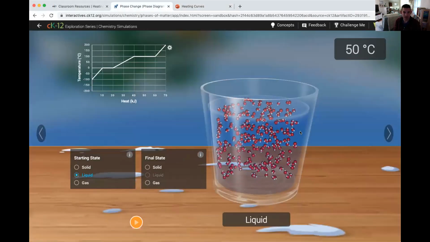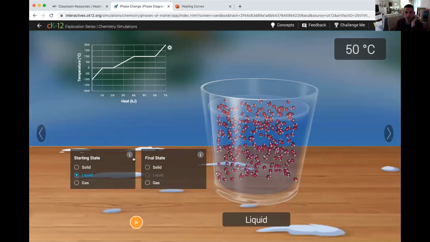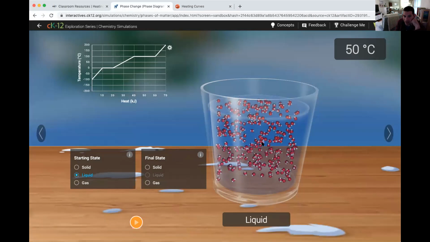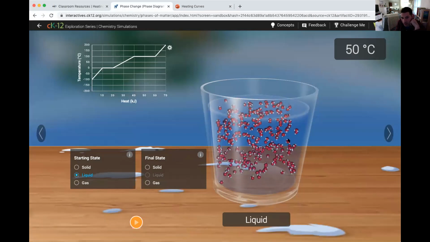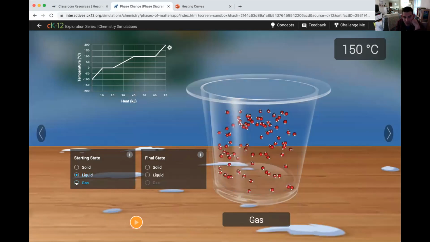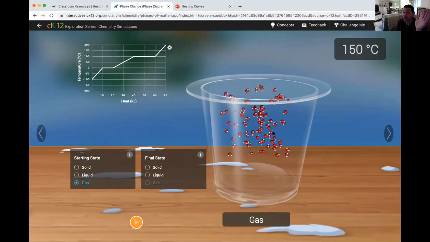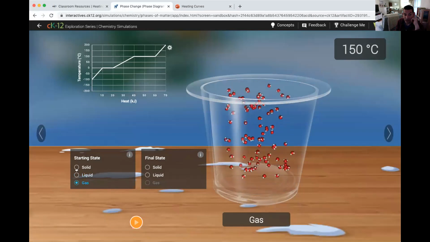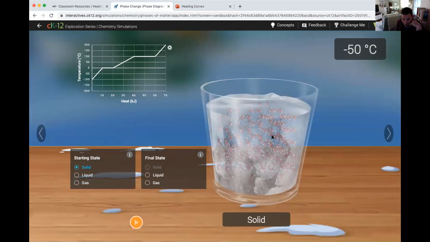All right, so it's pretty cool. We can change the states of matter. So here's my liquid. I see a cup of liquid and I see the little water molecules bouncing around. If I make it gas, they're moving way faster. They're not near each other. In liquid, they're near each other. In gas, they're spread out. If I go solid, they're vibrating, but they're arranged well. And I can do the transitions.